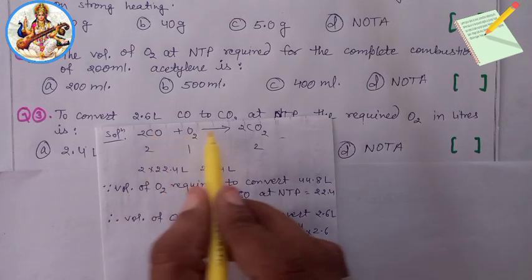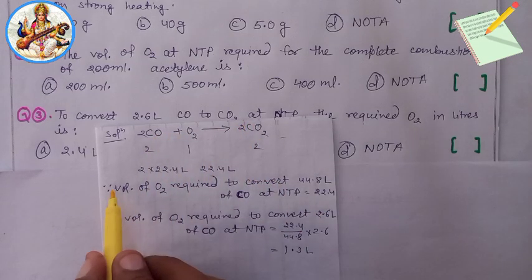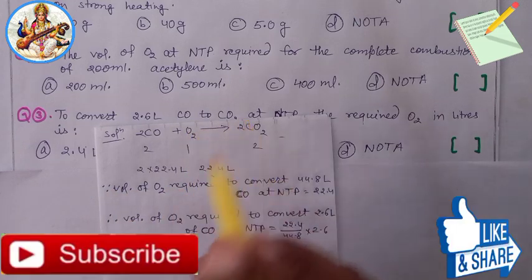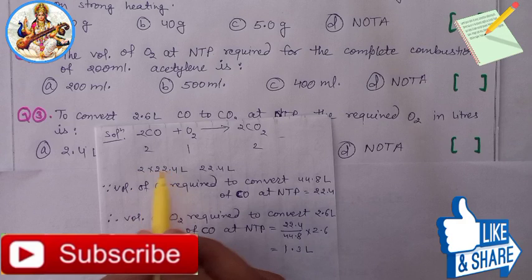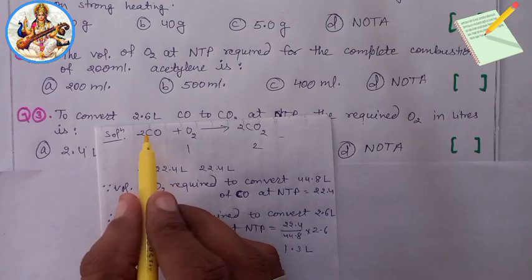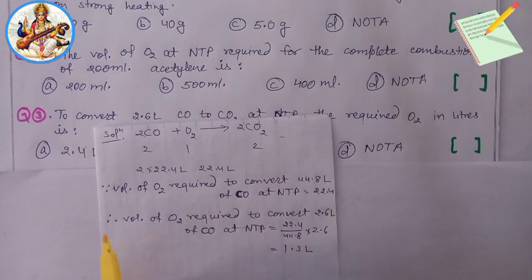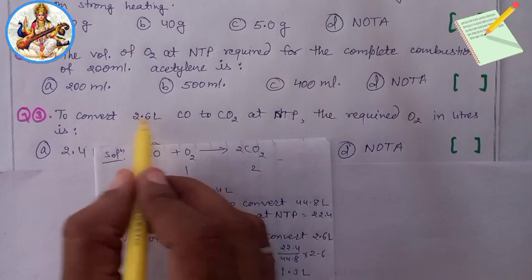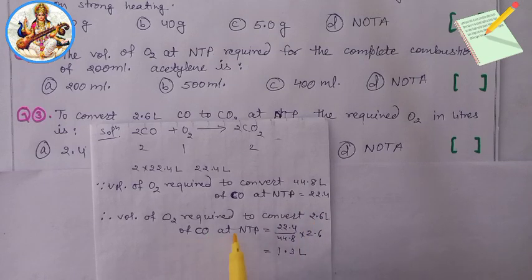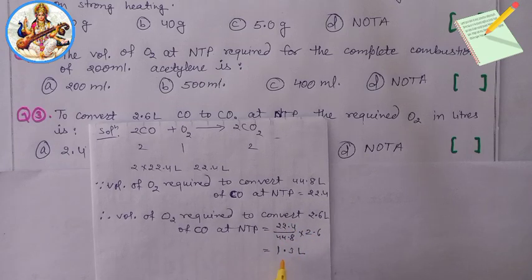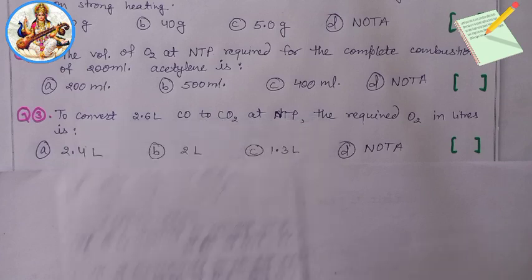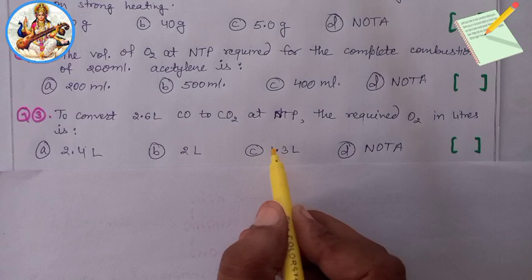So according to the stoichiometry of the reaction, the volume of oxygen required to convert 44.8 liter of CO at NTP is equal to 22.4 liter. Therefore, the volume of oxygen required to convert 2.6 liter of carbon monoxide, the given value, at NTP is equal to 22.4 into 2.6 divided by 44.8. The resultant value is 1.3 liter. So the answer will be option C.